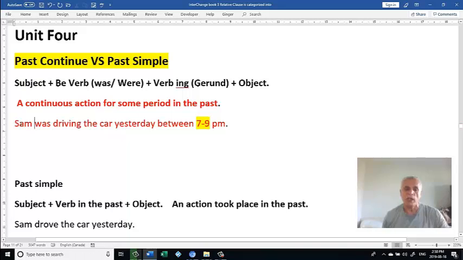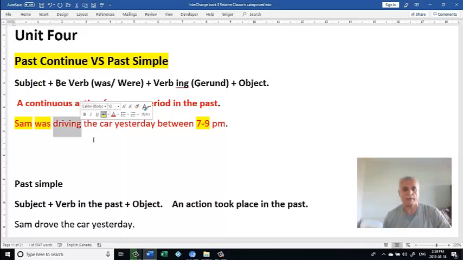Here, Sam is the subject. Then we have was, the be verb. It's in the past. Then the verb comes after the be verb. So after be verbs, it will be ing form or past participle. Here we have ing form. It means continuing for some period of time in the past.